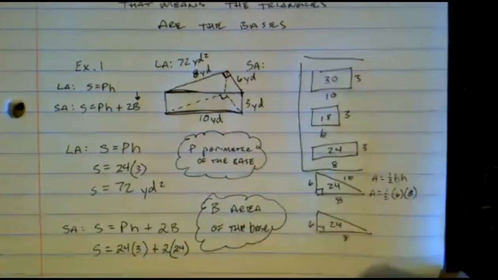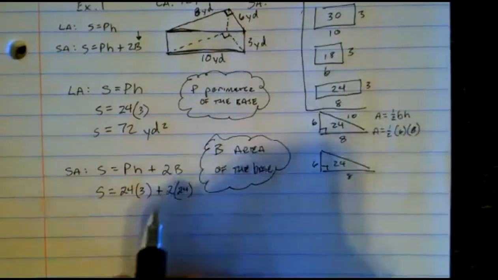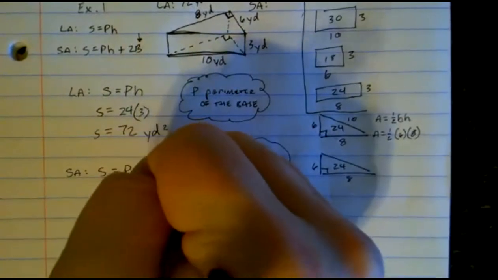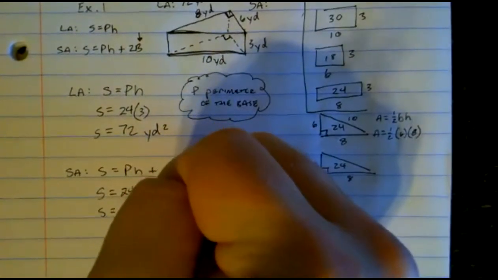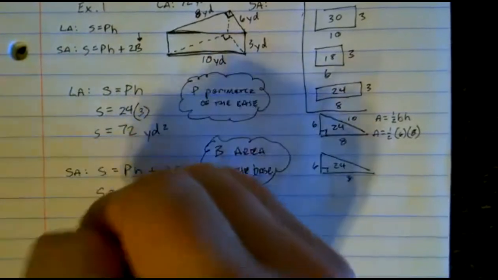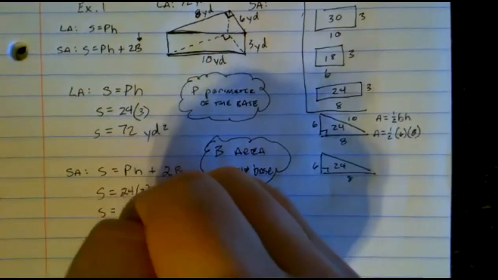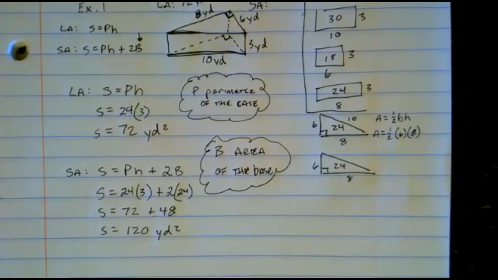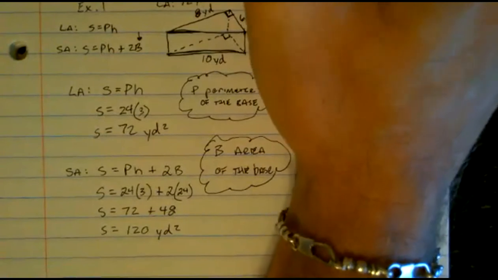Okay. And then it's just a matter of going through and doing the math and then adding them together. So we have 72 plus 48. So that's 120. And we have square yards again. All right, so there's your total surface area as well. So 120 yards squared.